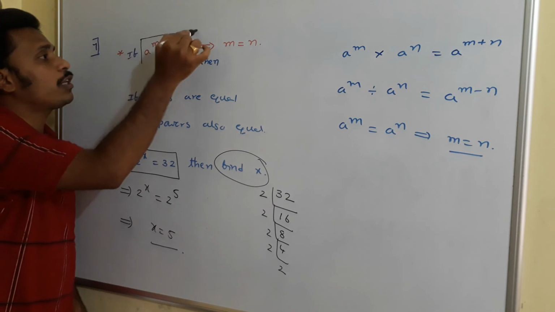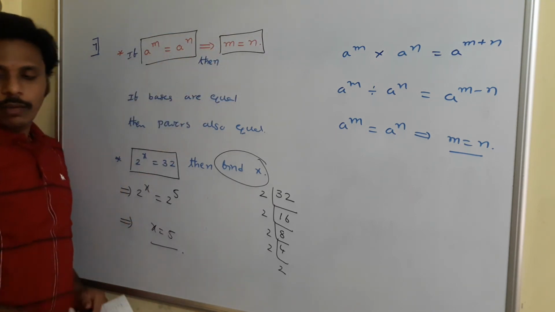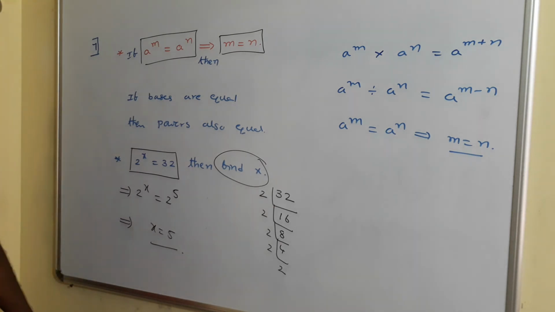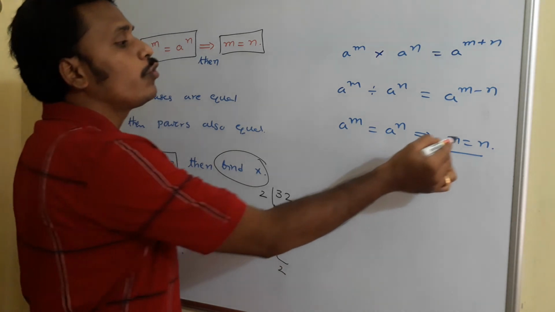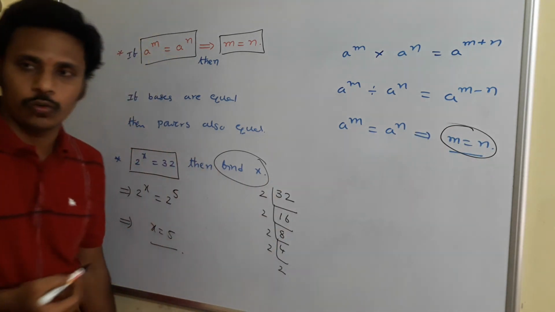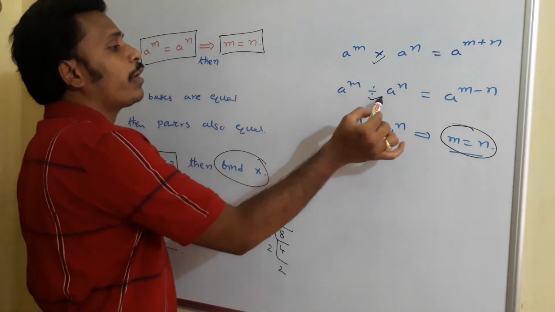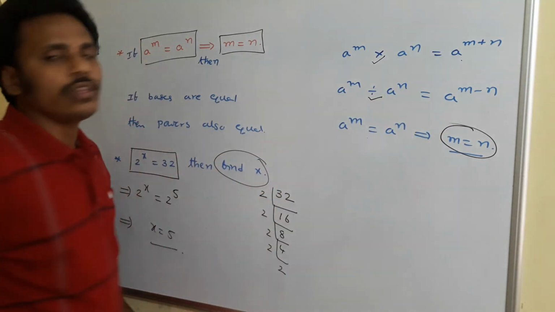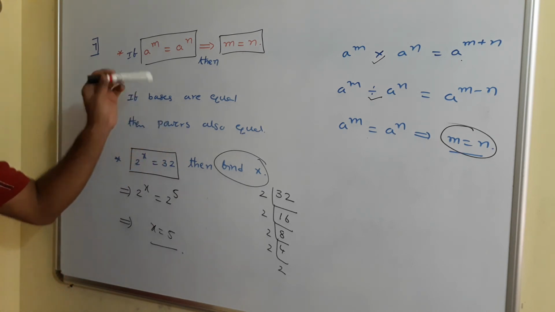If a power m is equal to a power n, then m is equal to n. Some of you may get confused about this. If you have an equality sign between them, only then do you equalize the powers, like m is equal to n. Instead of an equality sign, if you have either multiplication or division, then you just go with these two laws. That's why I mentioned those laws along with this new law.